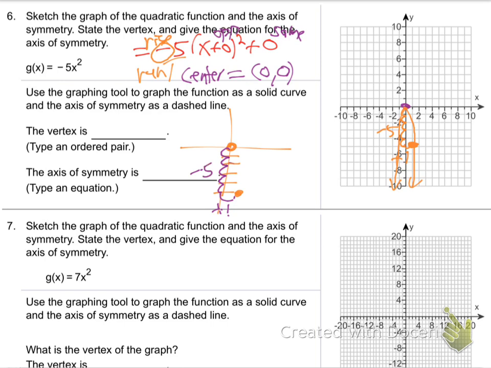Down 5 over 1 is how we get to the other dot. So then connect the dots. This goes down, this goes down. There is the graph. And the vertex is 0, 0. The axis of symmetry is x equals 0. It's just always the x thing. And then last thing is you got to put that dotted line right through the middle of the U shape.